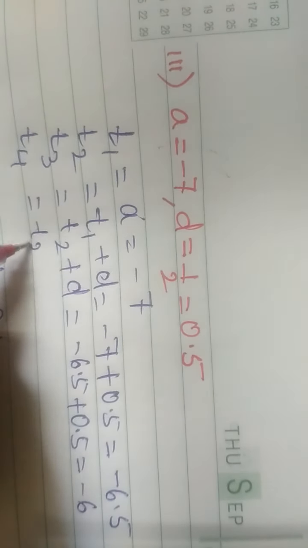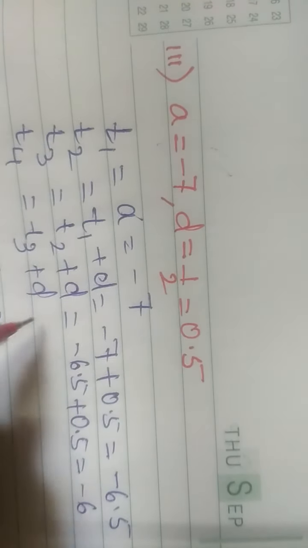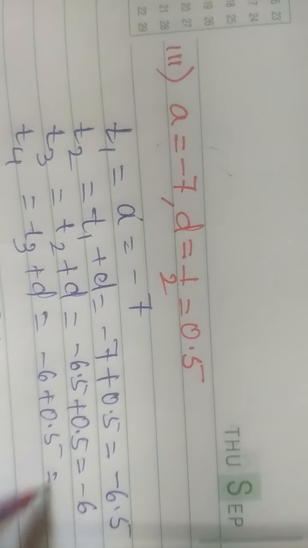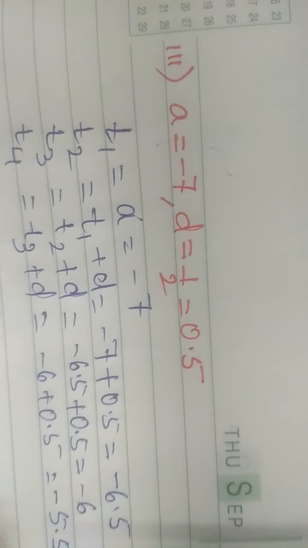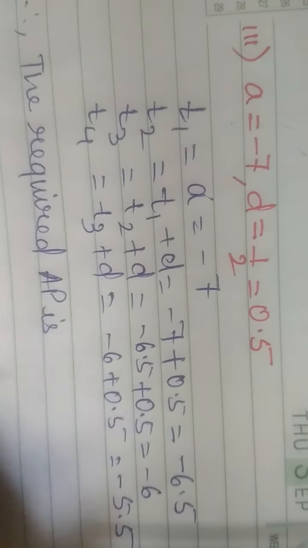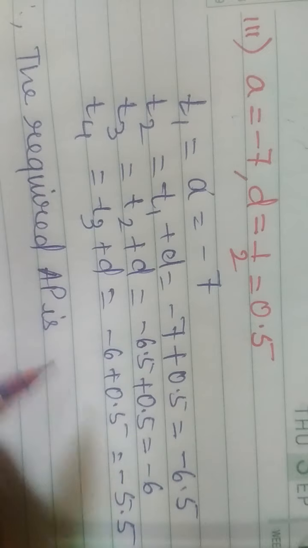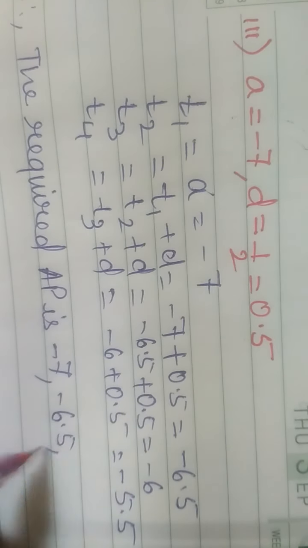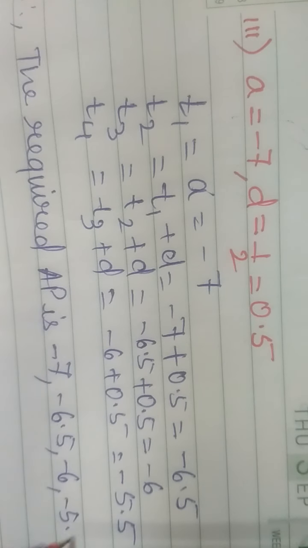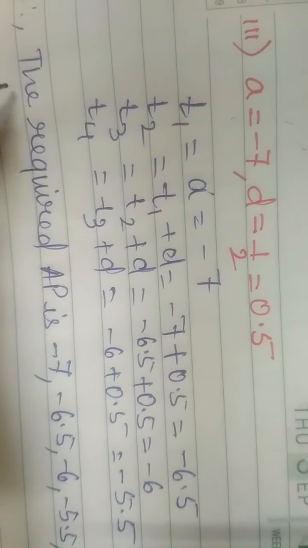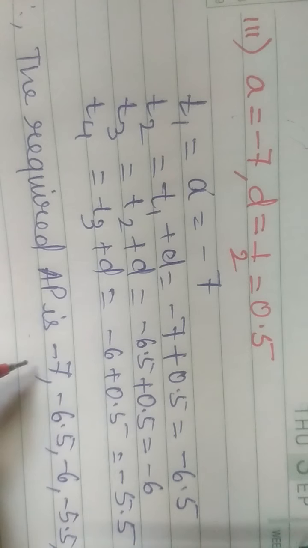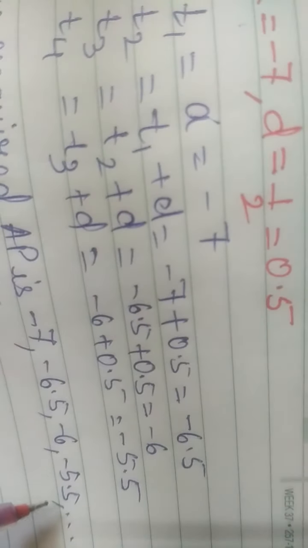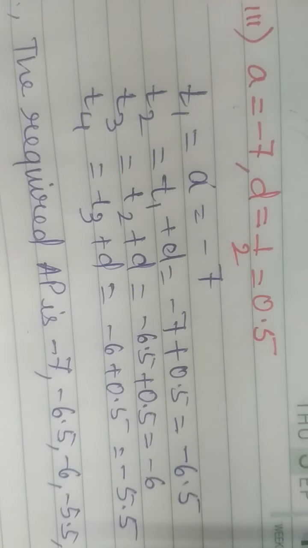Now T3 plus D equals T4. So minus 6 plus 0.5, we are getting minus 5.5. So the sequence will be minus 7, minus 6.5, minus 6, minus 5.5, and so on. Therefore the required AP is minus 7, minus 6.5, minus 6, minus 5.5, and it goes on like that.